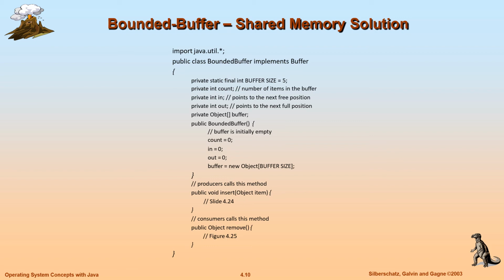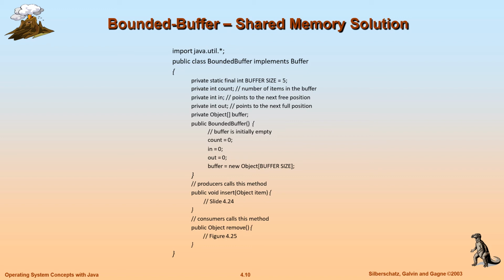Let us see. The shared buffer is implemented in a circular array with two logical pointers. One is in, the second one is out. The variable in points to the next free position in the buffer. Out points to the first full position in the buffer.